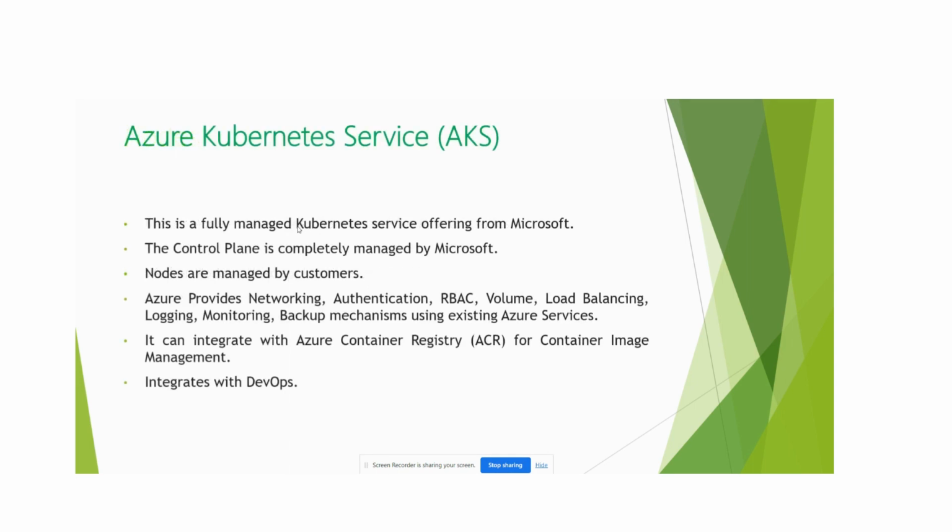Along with Azure, you will have most of the resources that you can use in your Kubernetes, like networking, authentication, RBAC, volume, backup mechanism, and all those things. Also, it can integrate with ACR. As we discussed, Docker registry has two types of registry, one is public and one is private. So ACR is one of the private registries. You can use it as a private registry where you will be storing the images. And when you are creating a pod where the container is present, you will be pulling the image from the ACR, because without an image we cannot create a container.